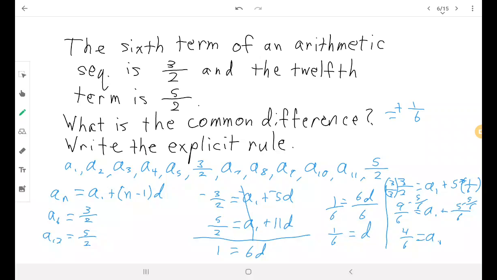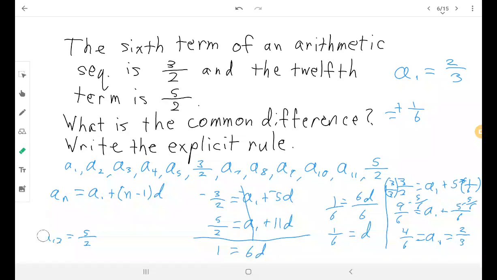And I can reduce that by 2. I can divide both of those things by 2. So 4 divided by 2 is 2. 6 divided by 2 is 3. So A1 is, let me make a note of that here, A1 equals 2 over 3.